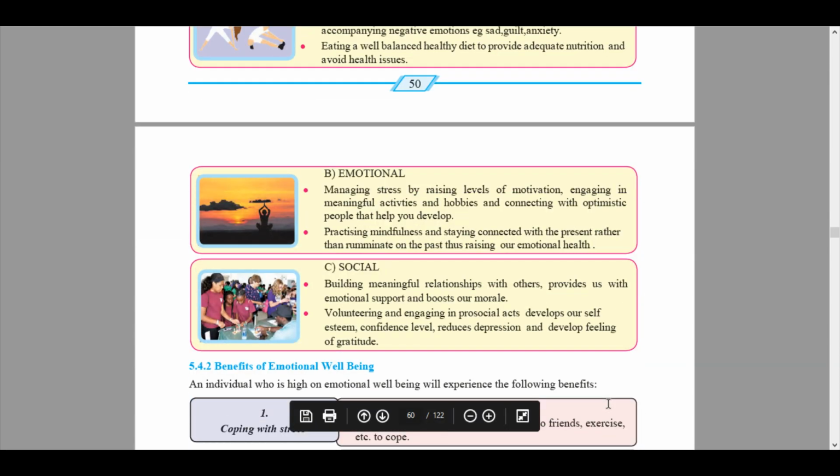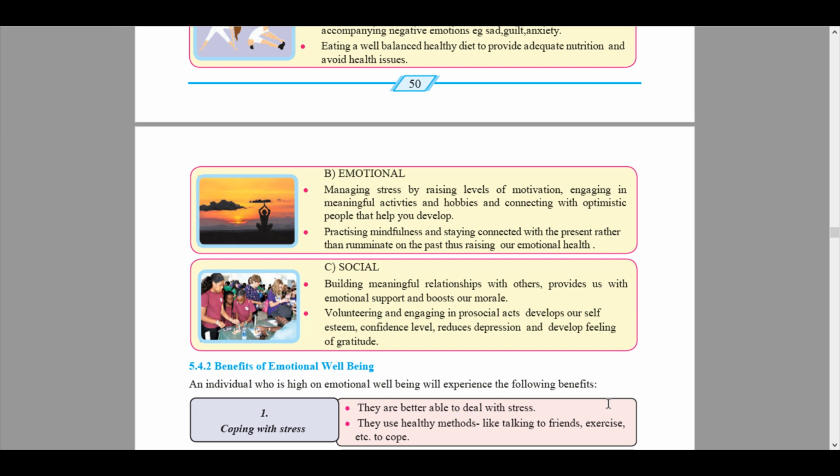B, emotional. Managing stress by raising levels of motivation, engaging in meaningful activities and hobbies, and connecting with optimistic people that help you develop. So, this is meeting new people, being optimistic in life, just being more of an extrovert than just being alone, thinking of your negatives. Moving out, increasing the size of your bubble, meeting new optimistic people, sharing your positive thoughts, give and take of positive thoughts. This is what emotional well-being causes.